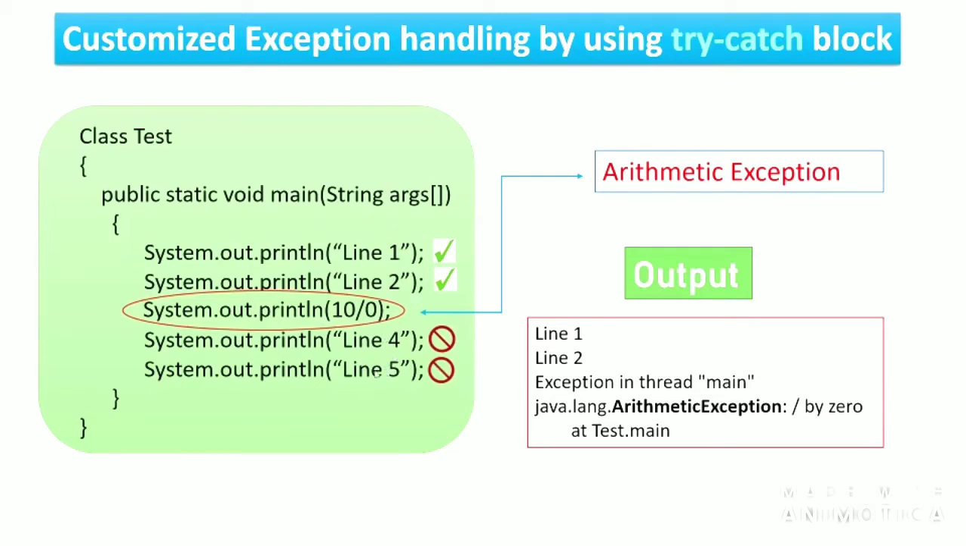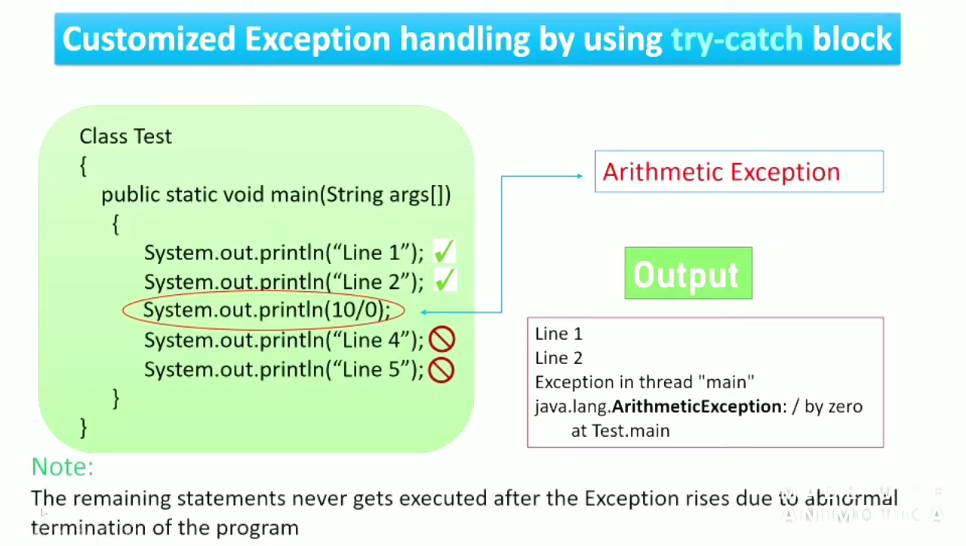Why? Because if you are executing a block of code and in the middle of one of the statements any type of exception arises, and you have not handled that exception, then JVM will simply terminate your program abnormally without executing your remaining code. So here is the note: the remaining statements never get executed after the exception rises due to abnormal termination of the program. JVM will terminate your program abnormally when there is no handling code provided by the programmer in the program.